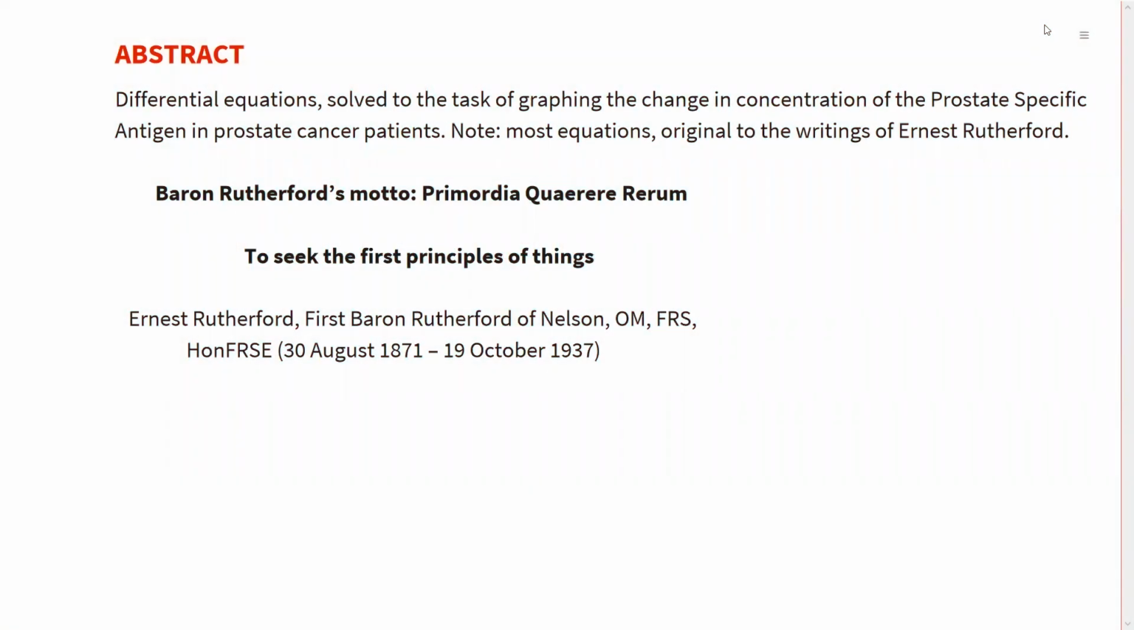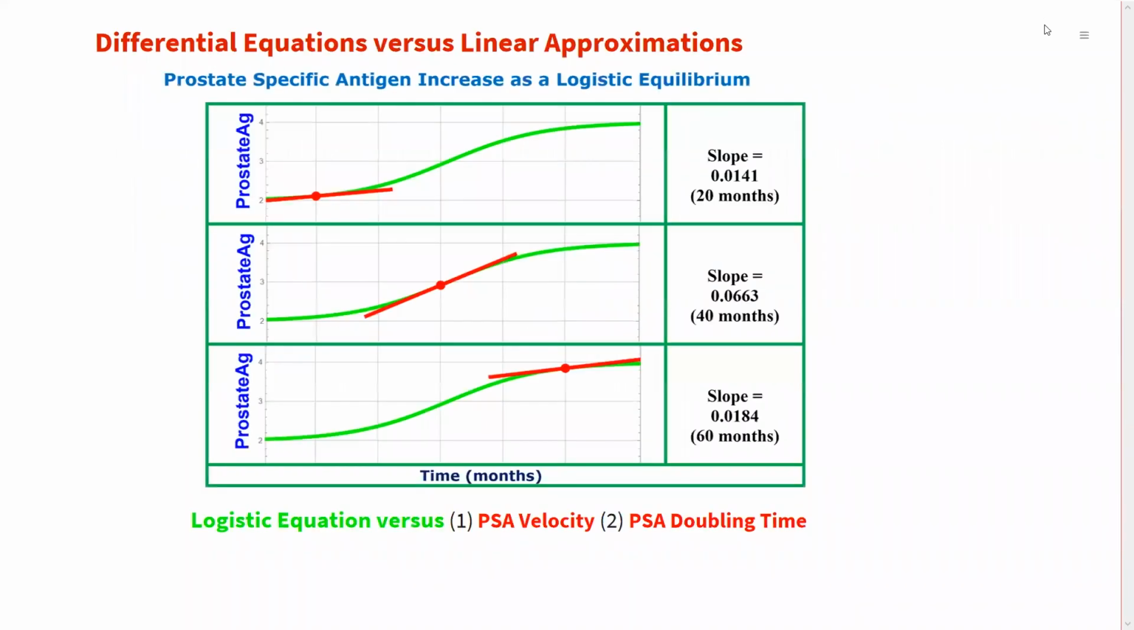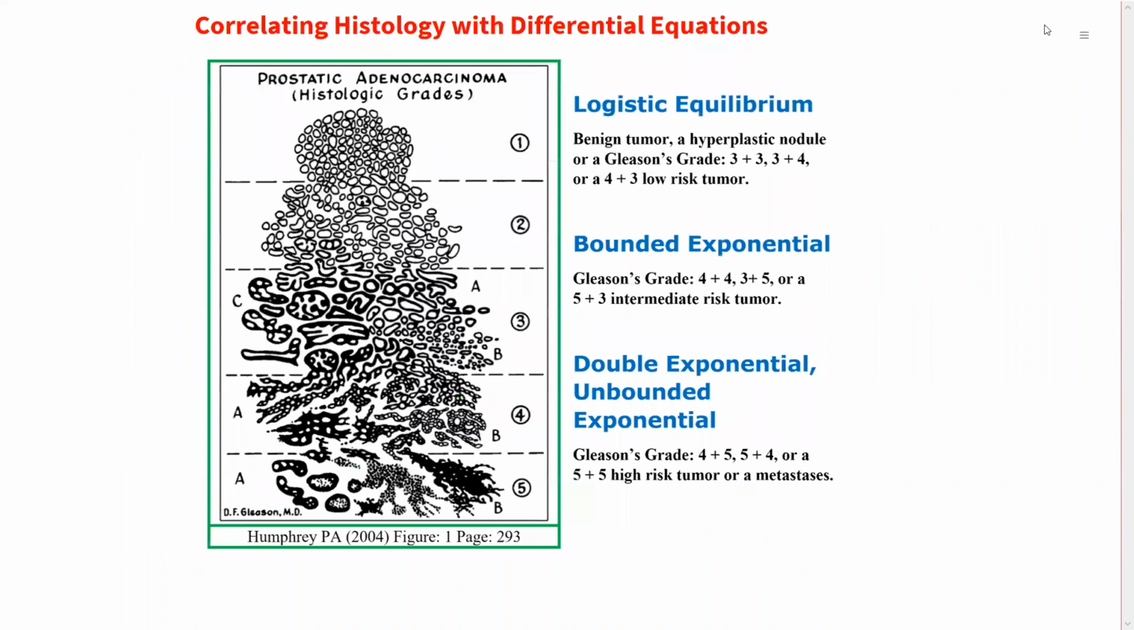The equations I'm going to present are almost all due to Ernest Rutherford, so I'm going to do my best to live up to his motto, which is to seek the first principles of things. Now, this is the current state of affairs between myself and the clinical community. I would like clinicians to take their time and concentration numbers for the PSA molecule and curve fit them to the logistic equation. And right now, they're perfectly happy with linear approximations, which is PSA velocities and PSA doubling times.